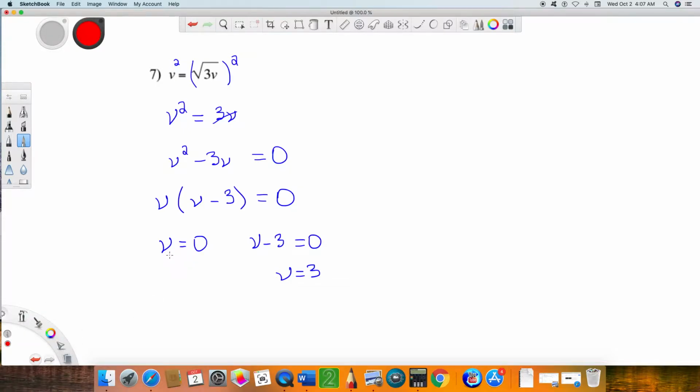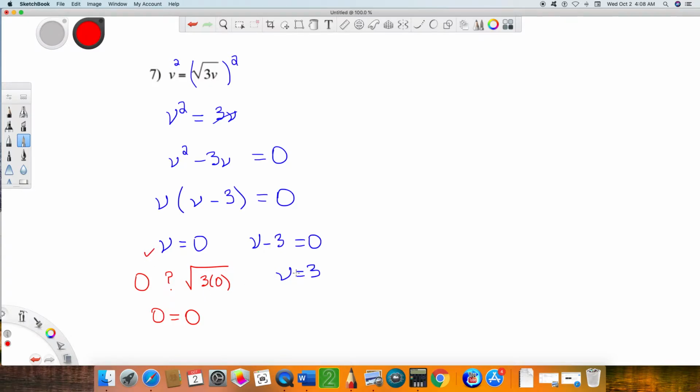If we check 0, if we replace the v in our original equation with 0, we have 0 on the left, and the question is, if you take the square root of 3 times 0, do you get 0? And you certainly do, because 3 times 0 is 0, and the square root of 0 is 0. So this one definitely checks, and it's in our solution set.